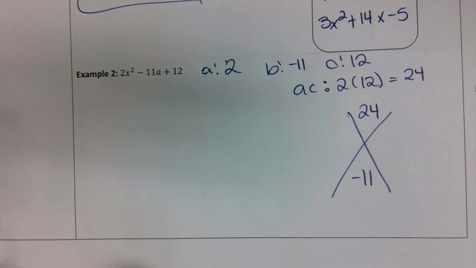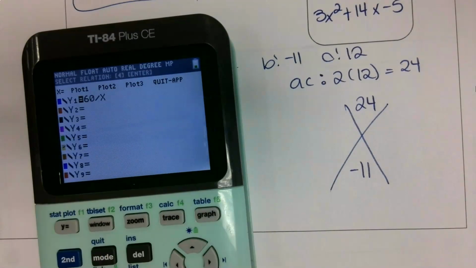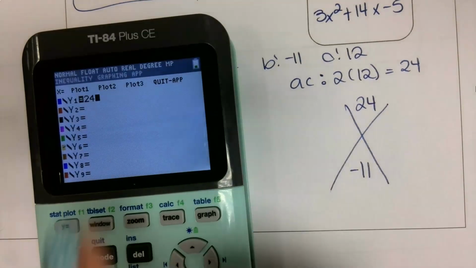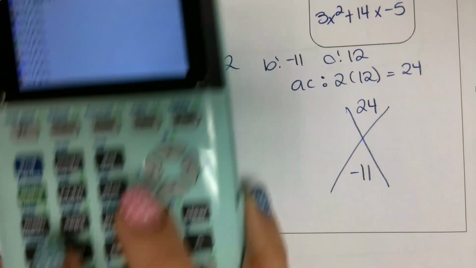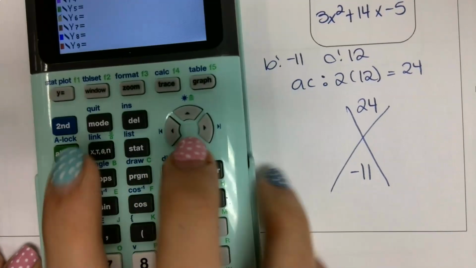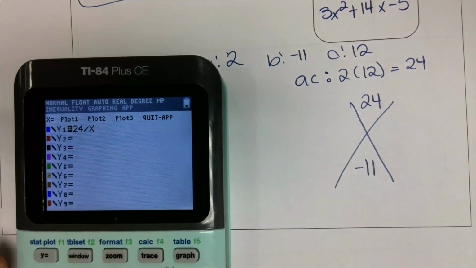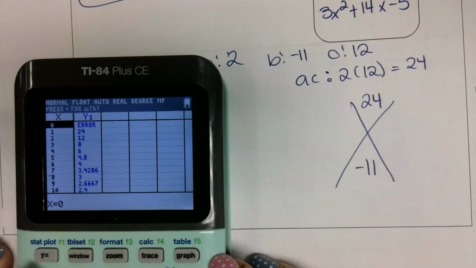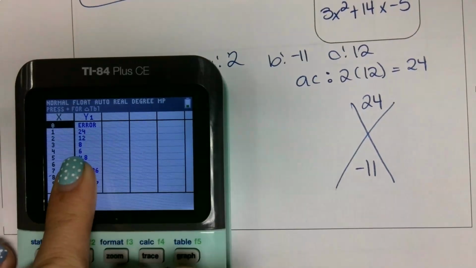So remember, if I can't think of these, I can use my calculator. So I can go to y equals. And then I want to clear out my equation if there is one there. I'm going to do what I want to multiply to, so the 24. And then I want to divide by x. Remember, x is this button right here. And then I want to go second graph. And I want to add up these numbers until I get negative 11.